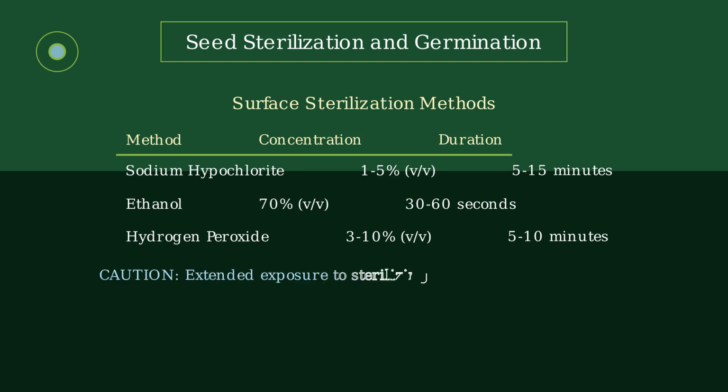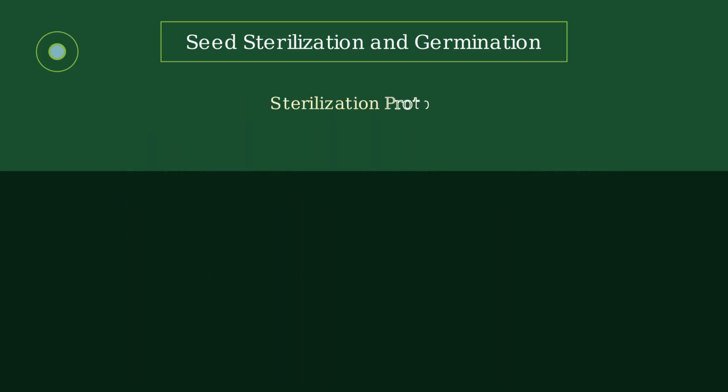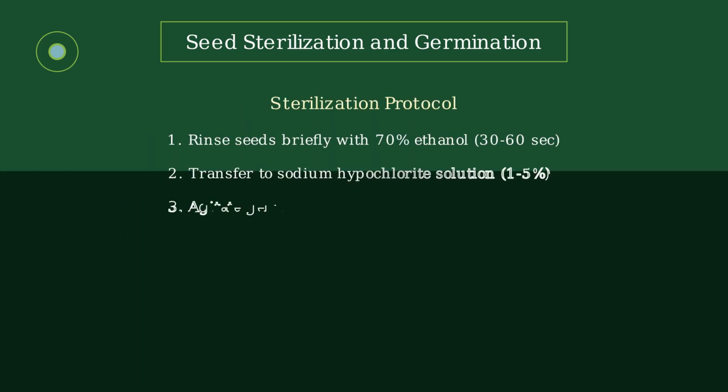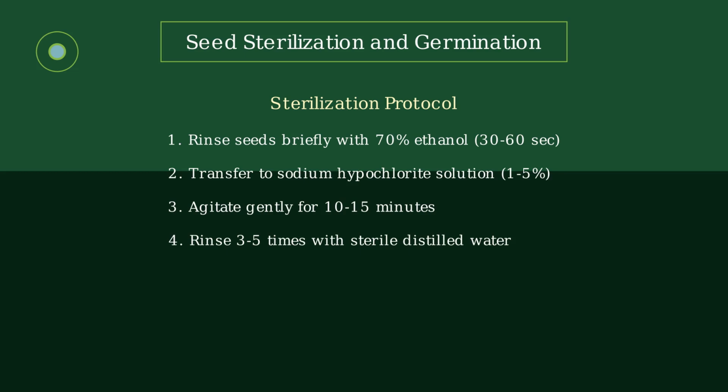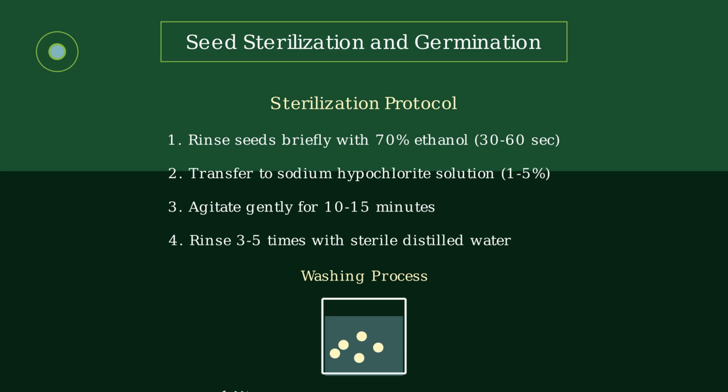It's critical to note that extended exposure to sterilizing agents can damage seeds and reduce germination rates. A typical protocol begins with a brief ethanol rinse, followed by sodium hypochlorite treatment for 10 to 15 minutes. Seeds must then be thoroughly rinsed with sterile distilled water, typically 3 to 5 times. The washing process is critical for removing all traces of sterilizing agents. Each wash involves gently agitating the seeds in sterile water.